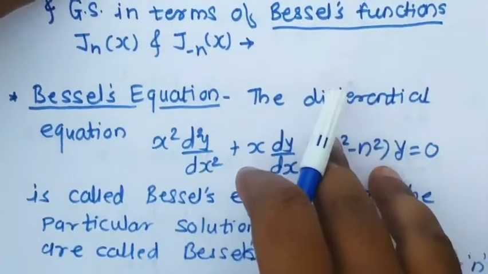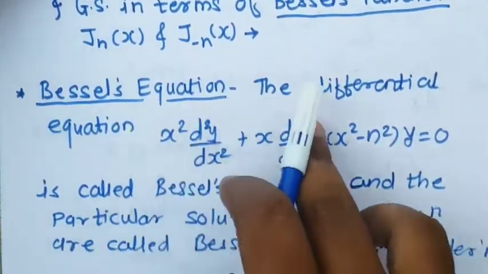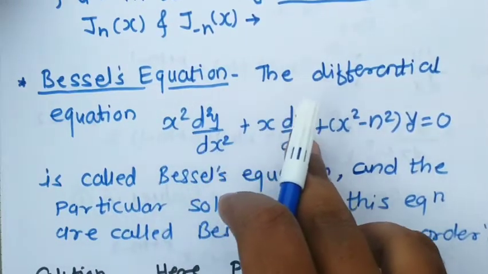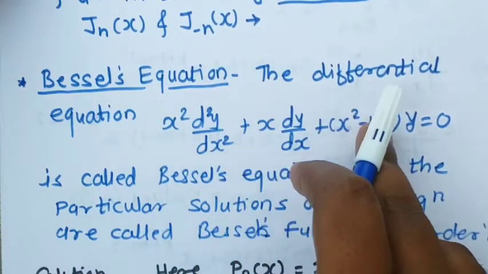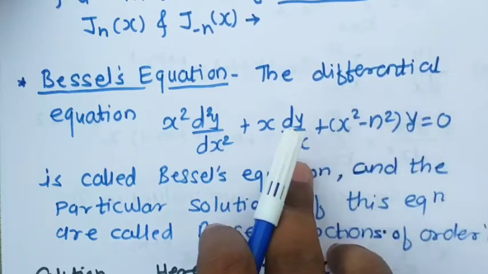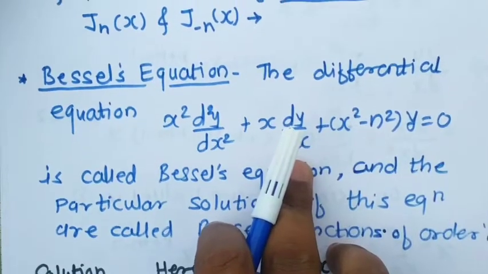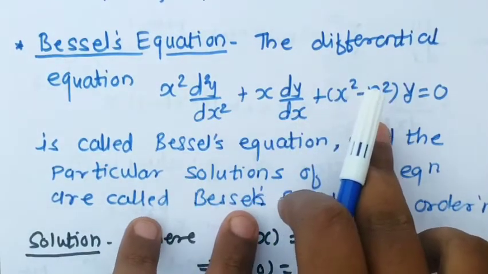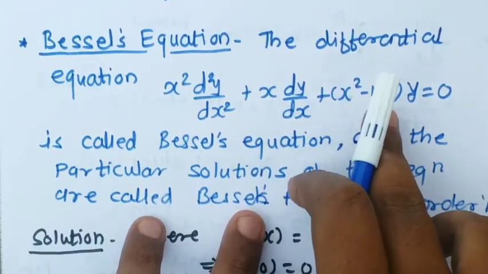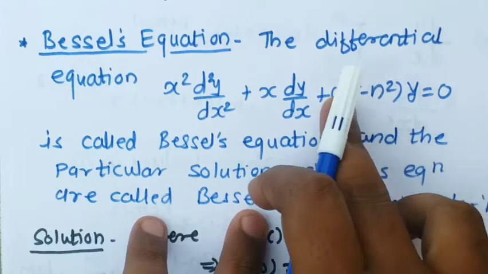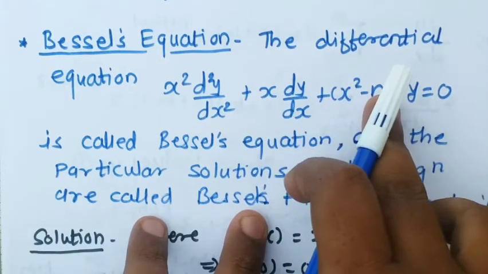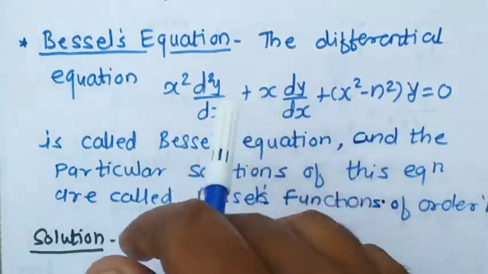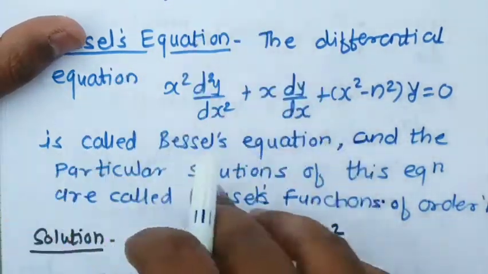So very first, the definition. The Bessel equation is defined as the differential equation x square d2y by dx square plus x dy by dx plus x square minus n square into y equal to 0. Okay, this type of differential equation is called a Bessel equation, where n is any number. So if n is 0, we'll get here x square y. If n equal to 2, we'll get here x square minus 4. This type of problem we have also solved in previous methods, in Frobenius method.